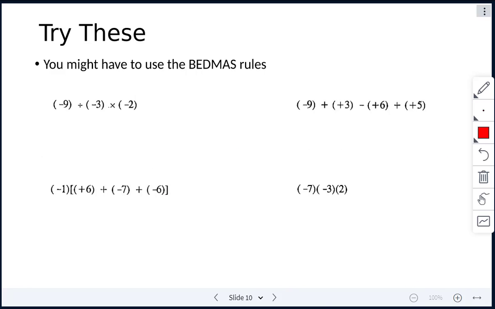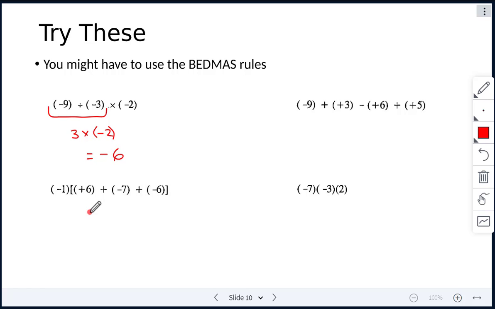All right, so first question, we have negative 9 divided by negative 3 multiplied by negative 2. We're just going to do this in steps. We're going to do this first part, negative 9 divided by negative 3. That gives me 3. And then I'm going to multiply by negative 2. And that gives me my answer of negative 6. And I think most students did get that one.